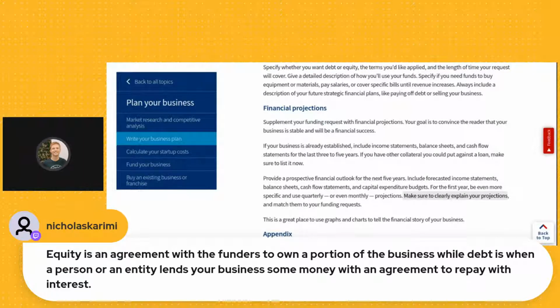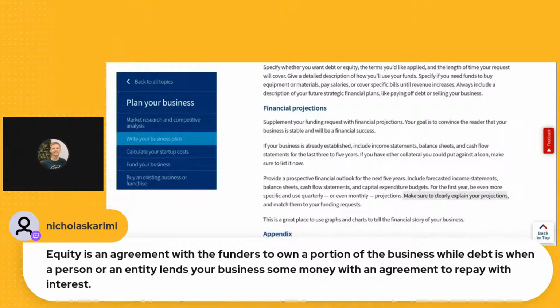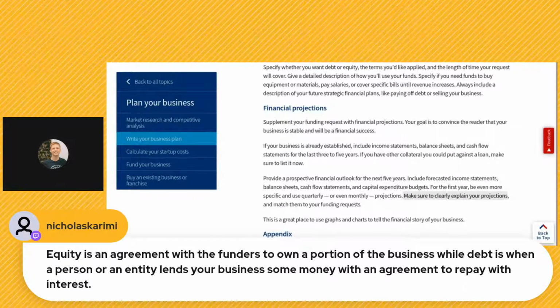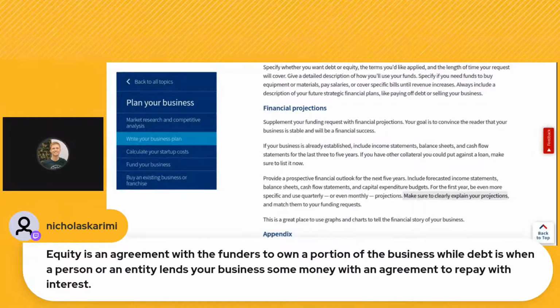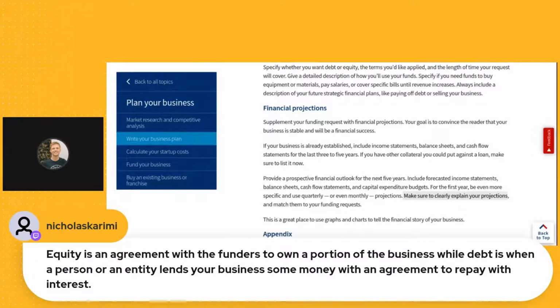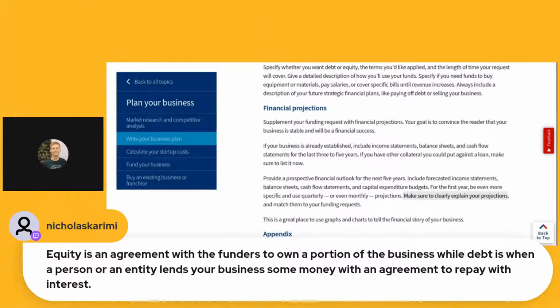Okay, those are some really great questions, and I'm going to move on to the answer to my original proposition, which was what's the difference between equity and debt. Nicholas Karimi has a very good explanation here. Equity is an agreement with the funders to own a portion of the business, while debt is when a person or entity lends your business some money with an agreement to repay with interest. So that's a very good explanation.